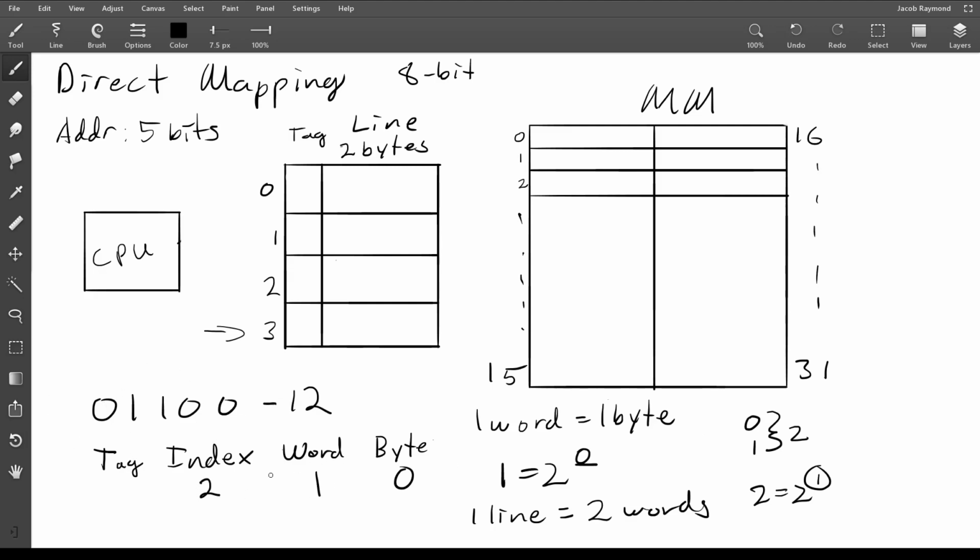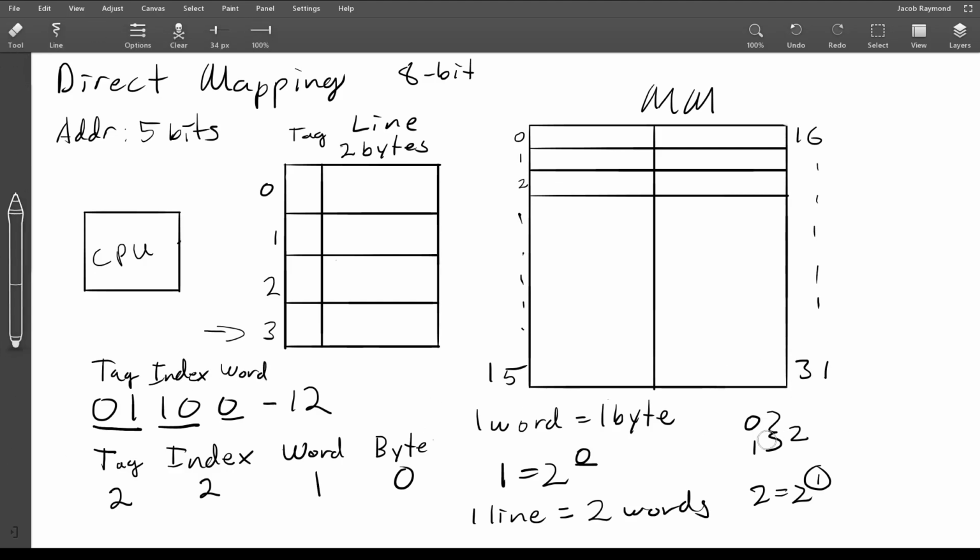So here, our address in total is 5 bits. This incorporates only 3 bits, so that means this tag needs to be 2 bits. And so we know that of this address, these 2 bits right here are the tag. These 2 bits are the index. And then this bit right here is the word portion of the address.